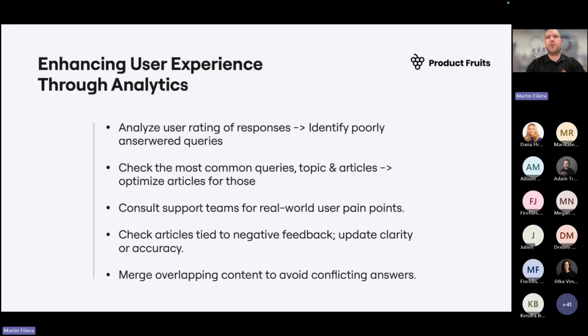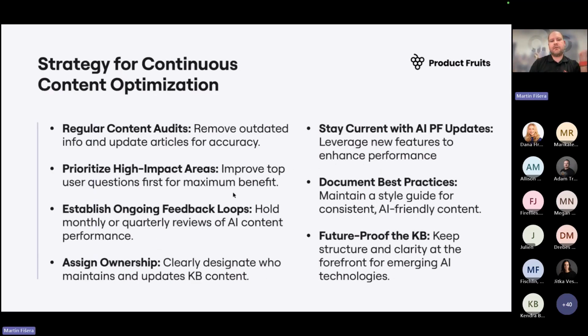So that's the idea. This is kind of like the strategy for continuous content optimization, which I believe has emerged from what we discussed today. You should get regular content audits. As I showed you, even the basic analytics is fairly helpful. It gets you started where you are. You can analyze the conversations, and you can analyze your test conversations.